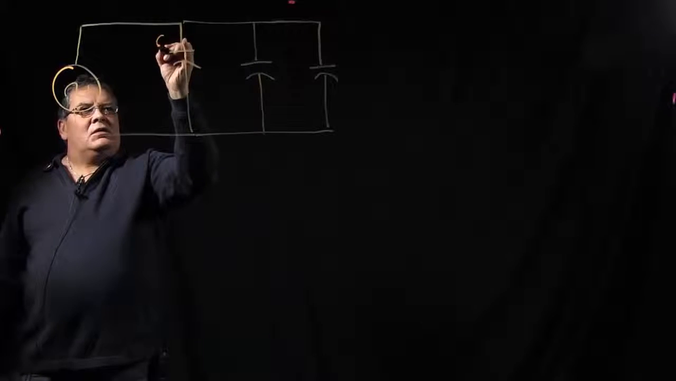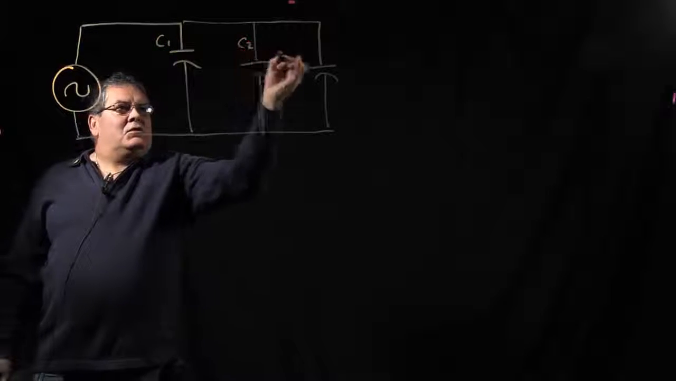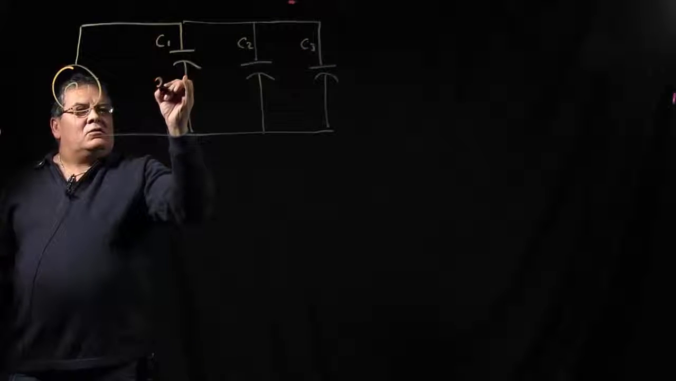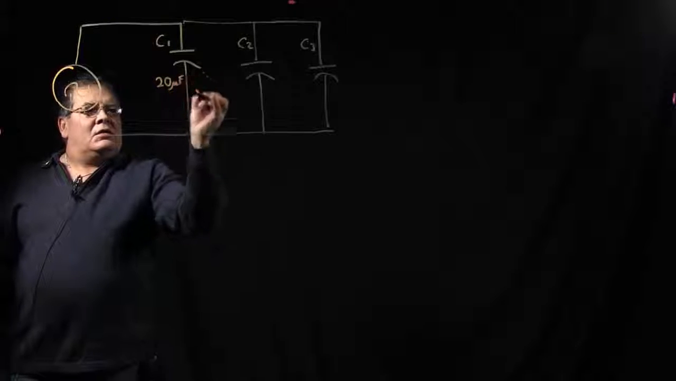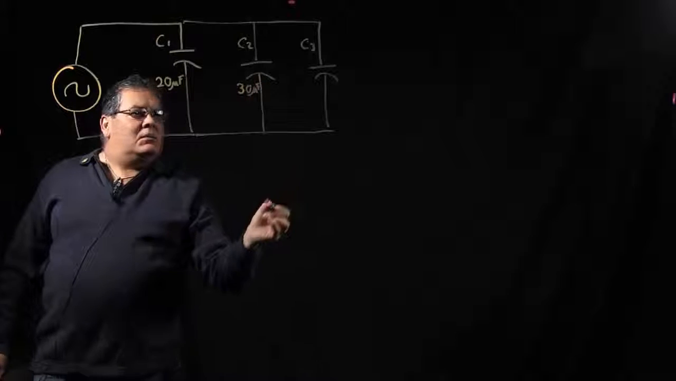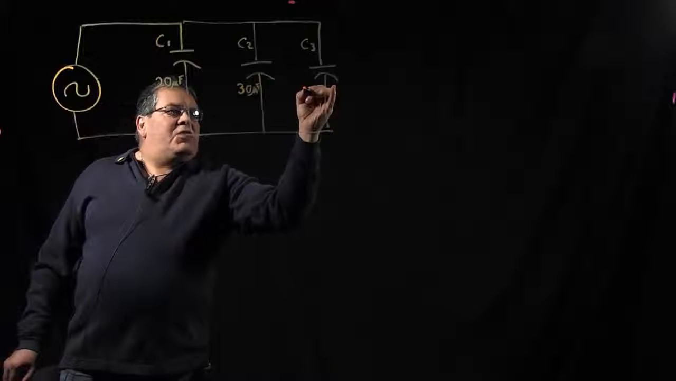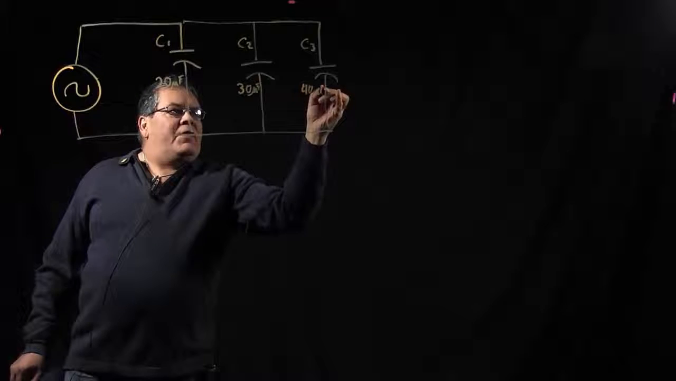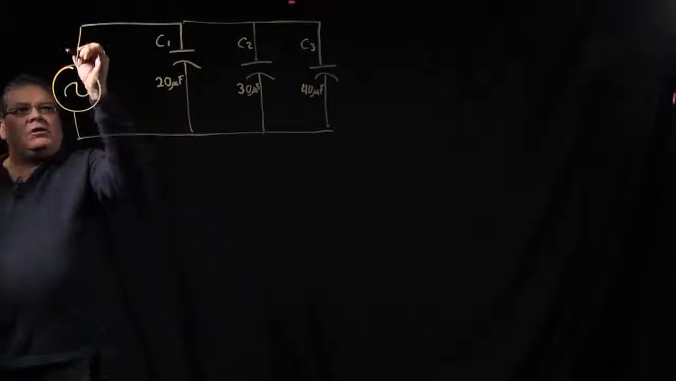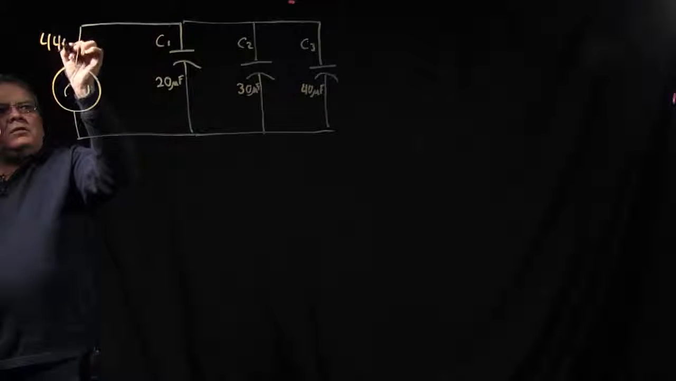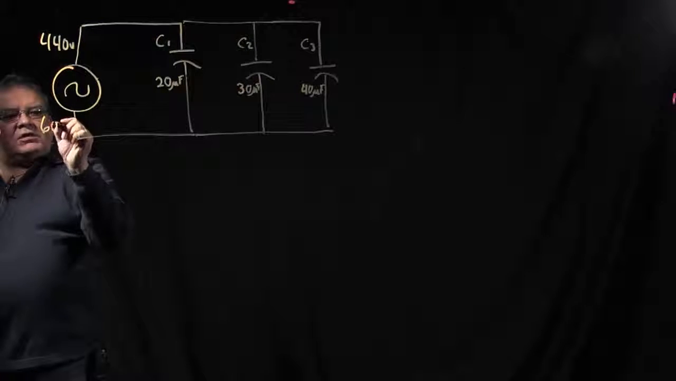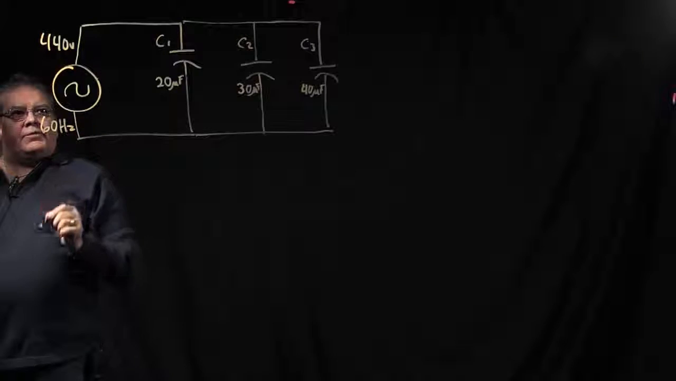Okay, this is C1, C2, and C3. C1 is 20 microfarads. C2 is 30 microfarads. And C3 is 40 microfarads. Okay, we're using a 440 volt source, which is an AC source, at 60 hertz.